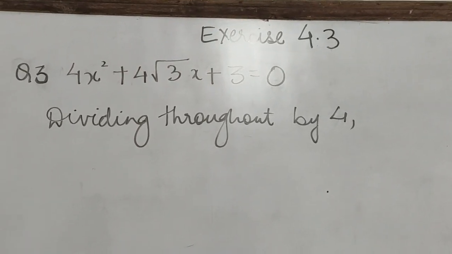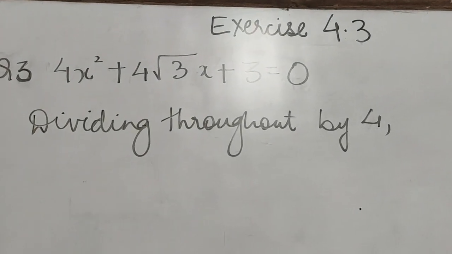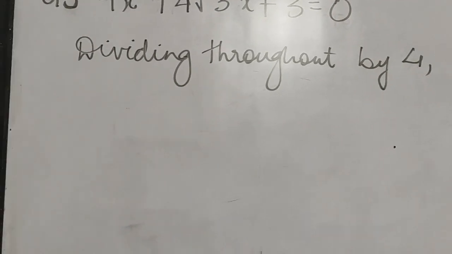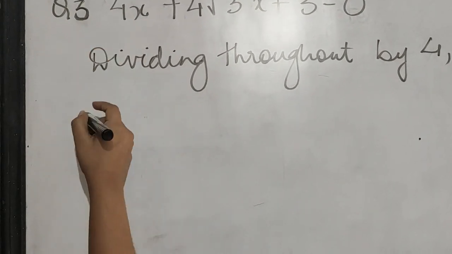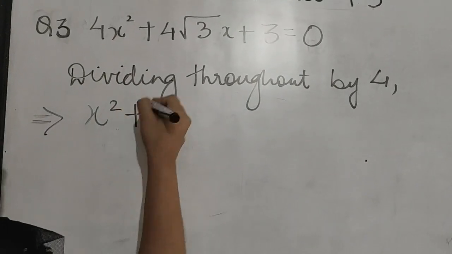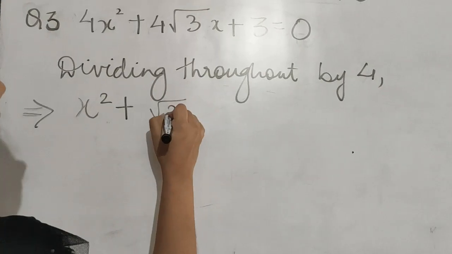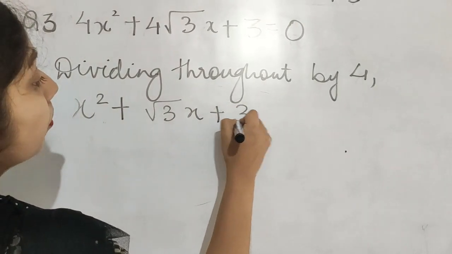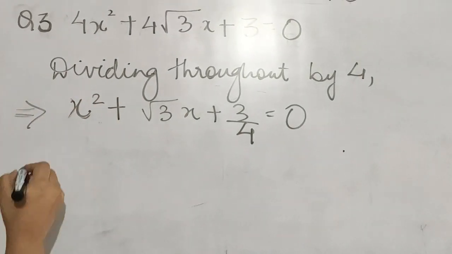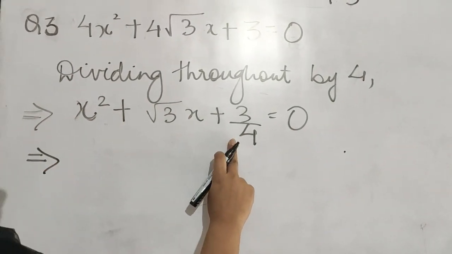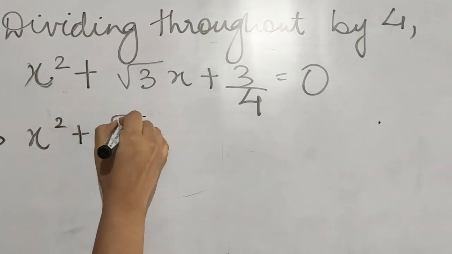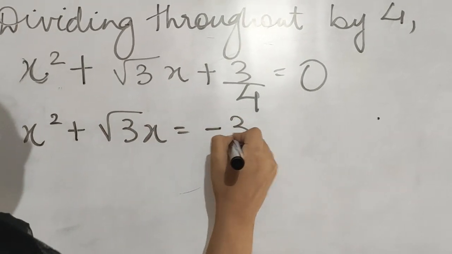Our next question is 4x squared plus 4 root 3 x plus 3 equals 0. Now we are going to divide the equation by 4. So let us divide this equation. You will get x squared plus, 4 and 4 will be cancelled, we will be left with root 3 x plus 3 upon 4 is equal to 0. Our next step will be to transpose the constant to the RHS. So this will be x squared plus root 3 x equals minus 3 upon 4.